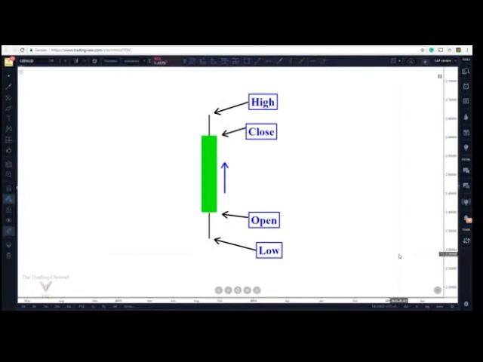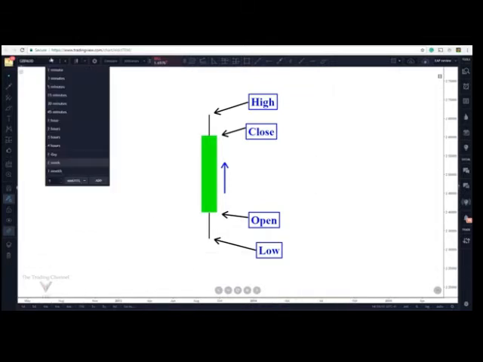Alright guys, so let's dive into what these candlesticks actually represent. Well, each one of these candlesticks represents a specific time period. If I click over here on time periods, you can see that we have time periods ranging from 1 minute all the way to 1 month. So with that being the case, if we were to click the 1 minute chart, then each candlestick would represent 1 minute or 60 seconds of price action.